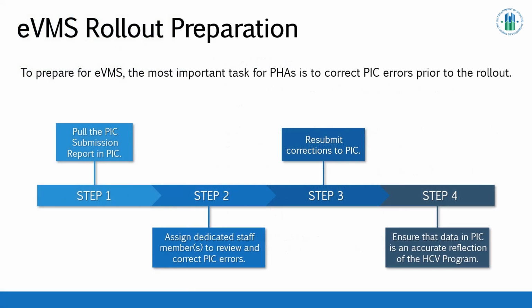To prepare for EVMS, the most important task for PHAs is to correct PIC errors and make sure all current participants and their corresponding 50058s are successfully entered into PIC. First, pull the PIC submission ticket report in PIC. Assign dedicated staff members to review and correct PIC fatal errors. Then, resubmit corrections to PIC. Finally, ensure that data in PIC is an accurate reflection of your current HCV program.